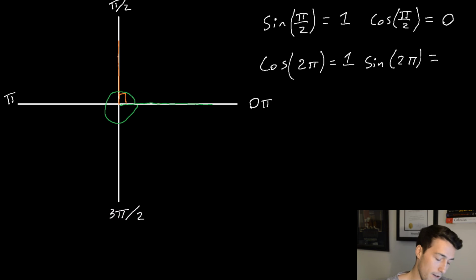And in the same format, if I do sine of 2 pi, what that actually is saying is sine of the angle that's horizontal. But sine is representing the y-coordinate, or the vertical direction. So again, sine of 2 pi is just like cos of pi over 2. It's going to be equal to 0.